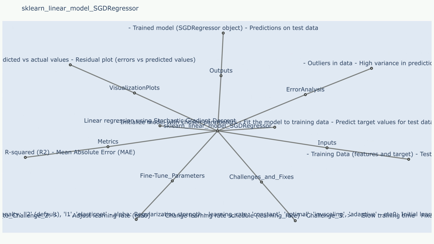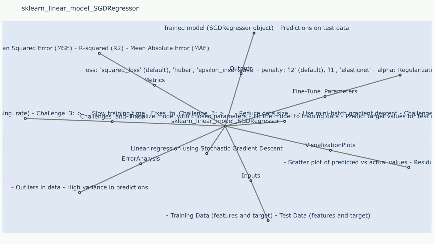Steps. Initialization. The model starts with random initial weights and an intercept. Gradient descent. The model iteratively updates the weights and intercept using the gradient descent algorithm. In each iteration, the model calculates the gradient of the loss function with respect to the weights and intercept, and then updates them in the opposite direction of the gradient, multiplied by the learning rate.